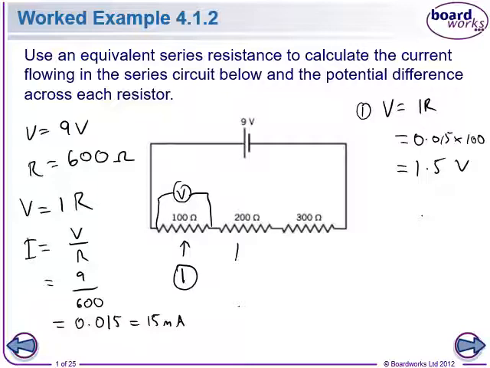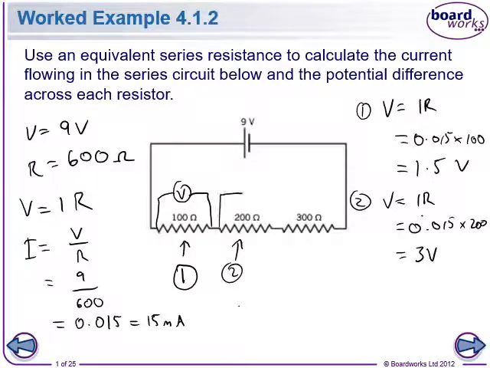So number 2 now is 200. We could just double this one, but let's do it properly. V equals IR, which is 0.015 times 200 now, because our resistance is now 200. So we get 3 volts. So our voltage across there would be 3 volts.